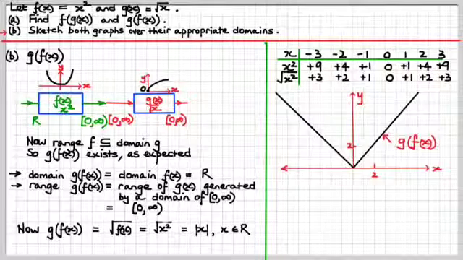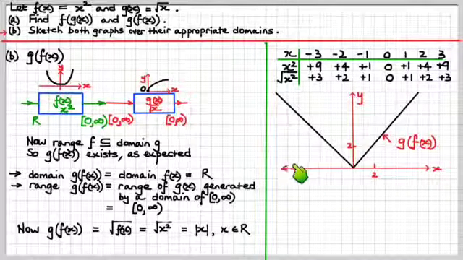Now, here's the graph. So you've got x is any old real number, and g of f of x is the positive square root of x squared, which happens to be mod x. Mod x, yeah.